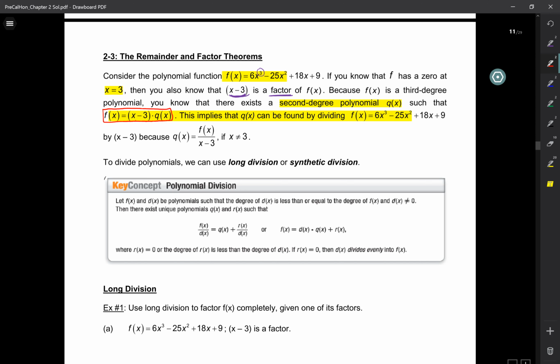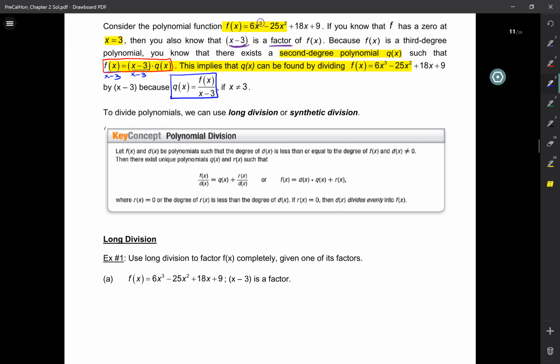All right, so if f of x is x minus 3 times q of x, how are we going to get q of x? Well, one thing we can do is divide by x minus 3 on both sides. So we get that q of x is f of x over x minus 3. All right, so let's move on to long division. I know we've covered this before. We can divide polynomials using long division or synthetic division.